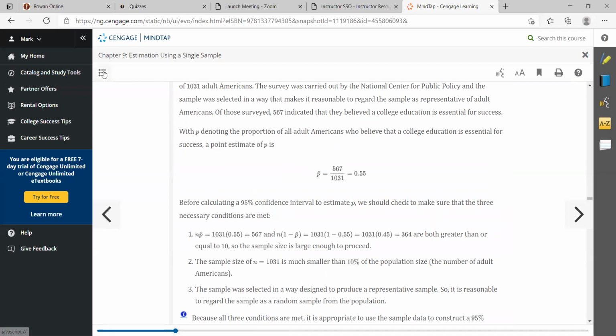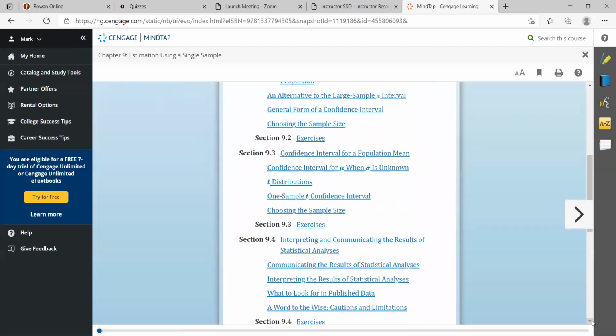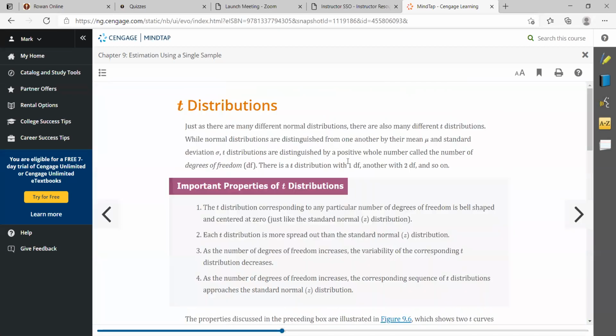And finally, I want to mention that we're not going to get to hypothesis tests, unfortunately, but I do want to mention something about section 9.3, the idea of the t-distribution. Here's something you need to know. If you're dealing with a sampling distribution and trying to estimate a population mean, and the population standard deviation is unknown, then the standard error is different.